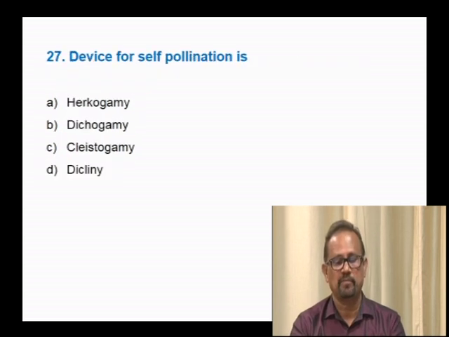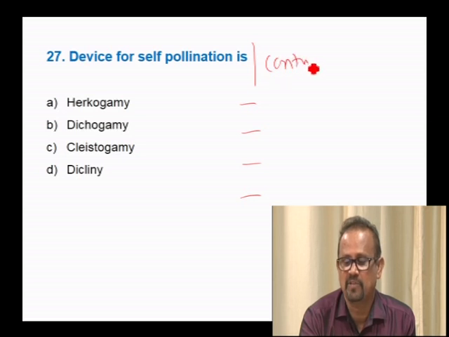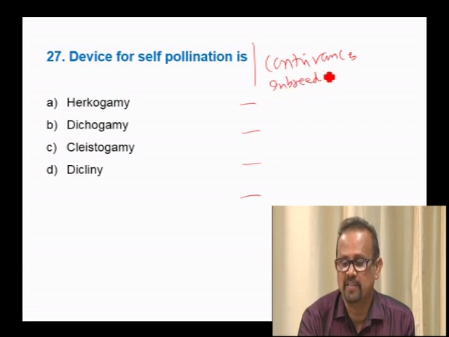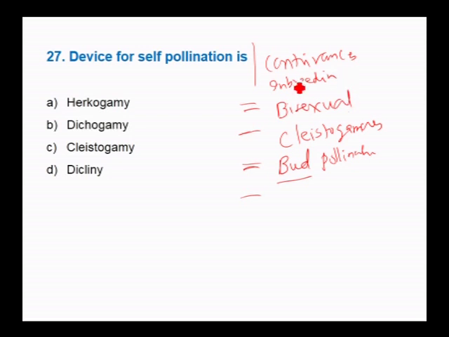Next question. Device for self pollination is, so for self pollination to occur, we can also call it contrivances for self pollination, or you can also call it inbreeding devices. For inbreeding or self pollination, first of all, the flower must be bisexual, or the flower must be a cleistogamous flower, or the pollination must occur in the bud, so bud pollination. When these are the conditions, then only self pollination is favored. Hercogamy is where there is a barrier which prevents the pollination, therefore they have to go for cross pollination here.